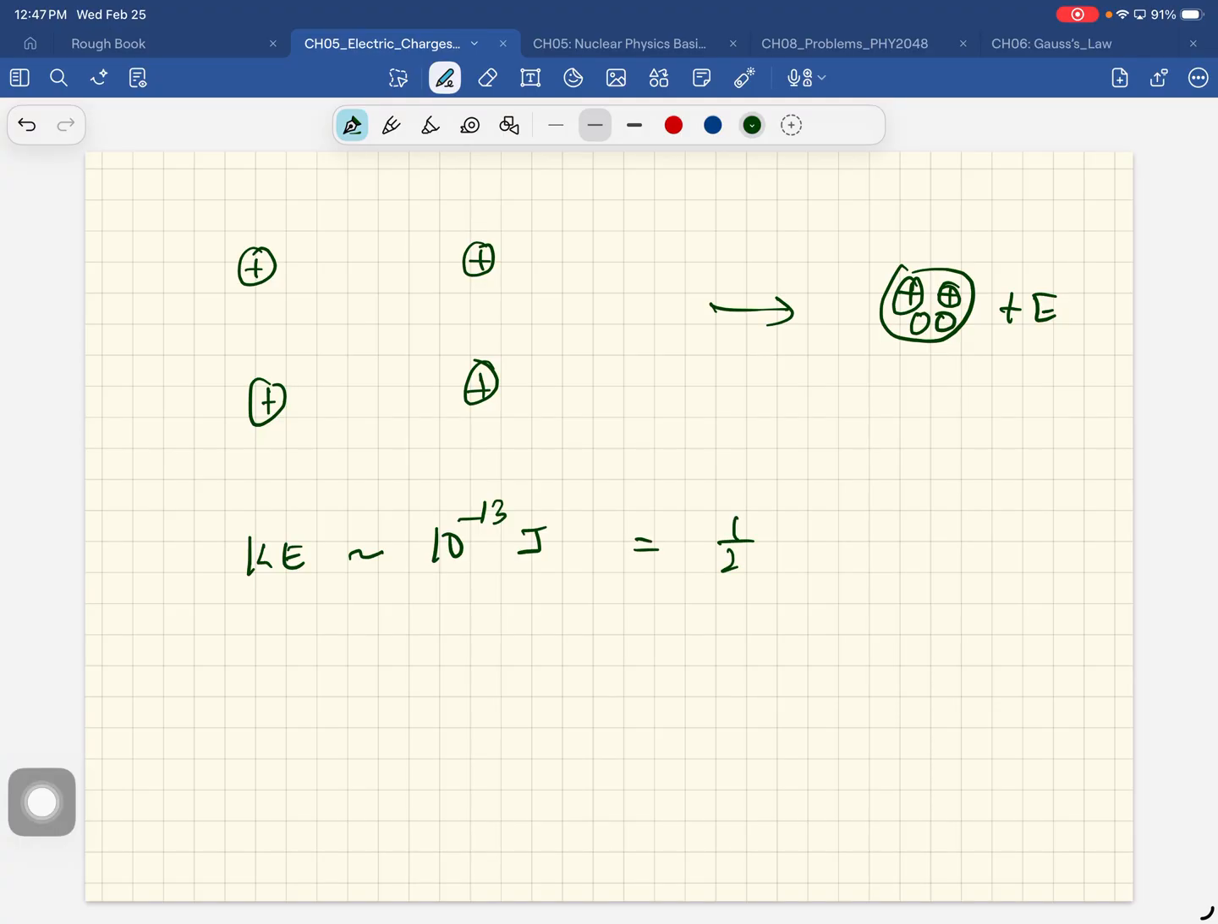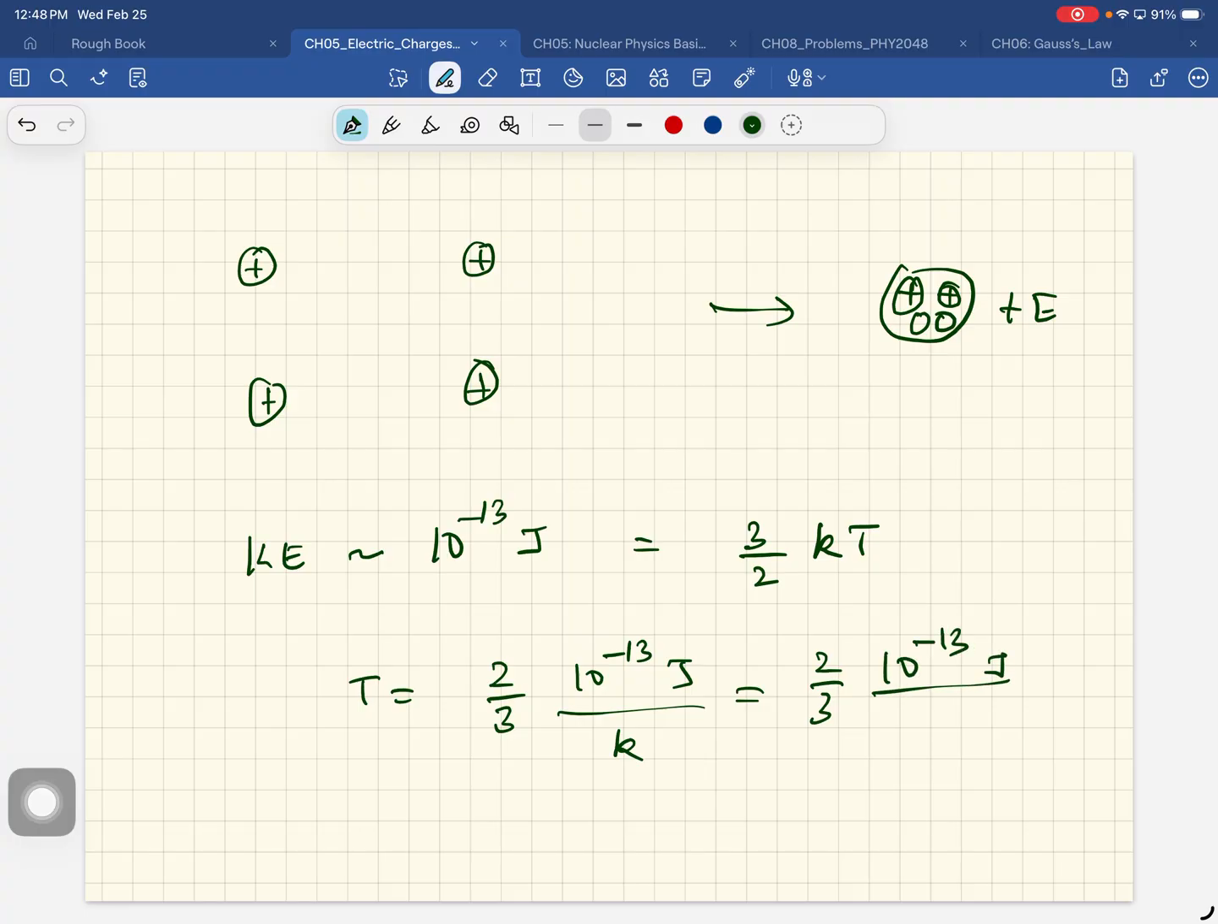So this is 10 to the power 10 Kelvin. So the temperature of the proton combining is 4.5 billion Kelvins.